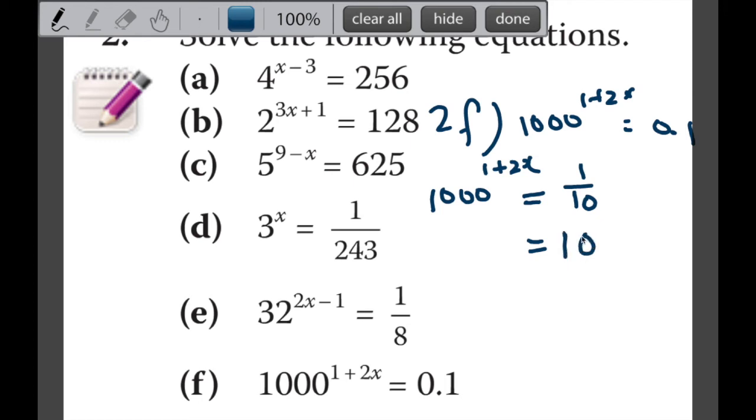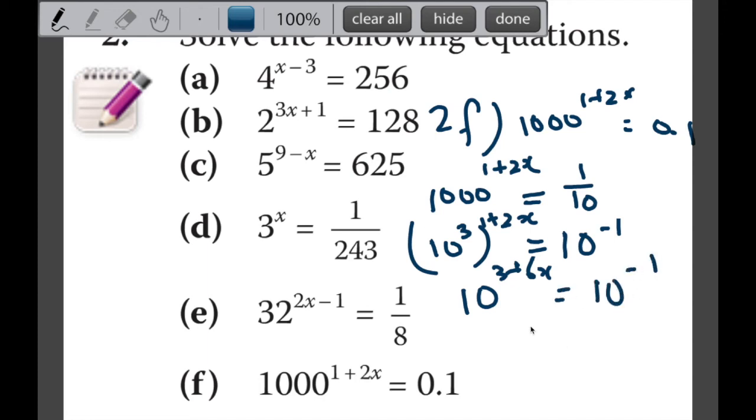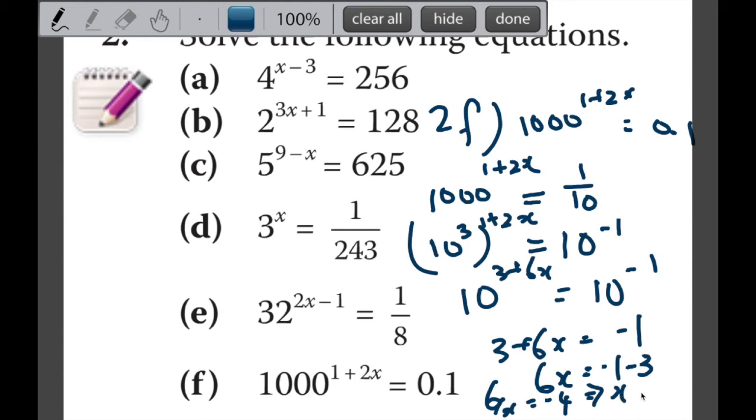If you look at this side, this is actually 10 to the negative 1. I don't think this can go to a smaller base, so let's just say it's going to be base 10. For 1000, it's going to be 10 to the power 3. So it will all be in base 10 now. And then this will be 10 to the power 3 plus 6x. 3 times 1 plus 2x is 3 plus 6x, equals 10 to the negative 1. So 3 plus 6x is equal to negative 1. 6x is equal to negative 1 minus 3, 6x is equal to negative 4. So that means x is equal to negative 2 over 3.